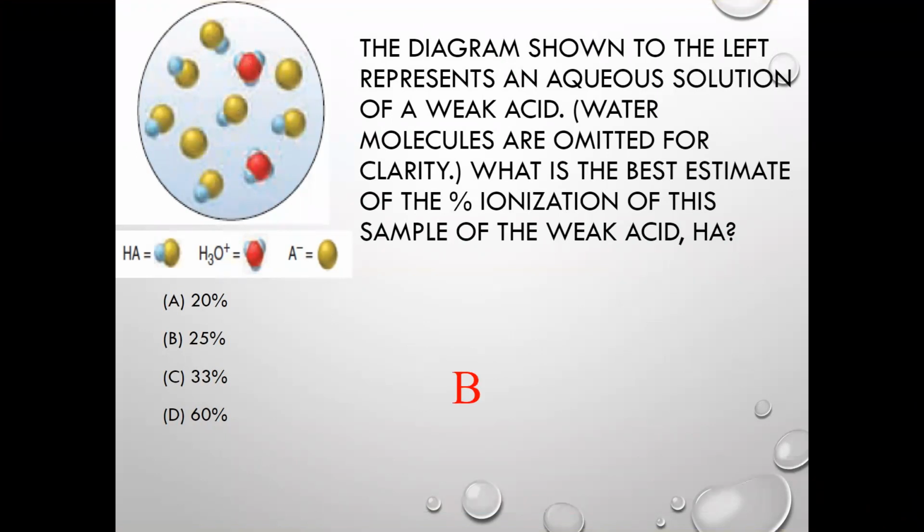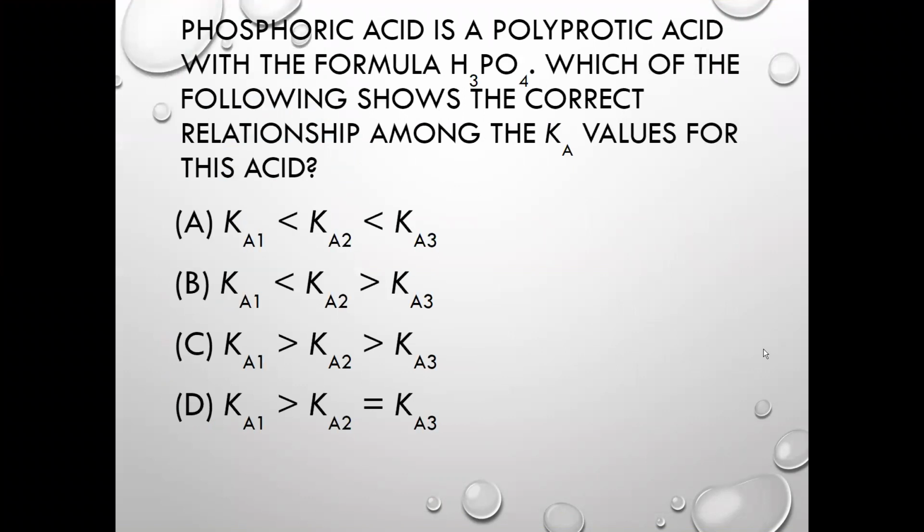All right, and then one more that is easier. If you were given the Ka values with the formula and this phosphoric acid, which of the following shows the correct relationship among the Ka values? It has 3 Ka values because that acid has 3 hydrogens.